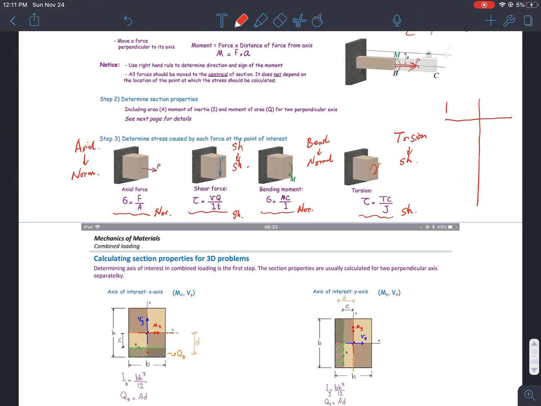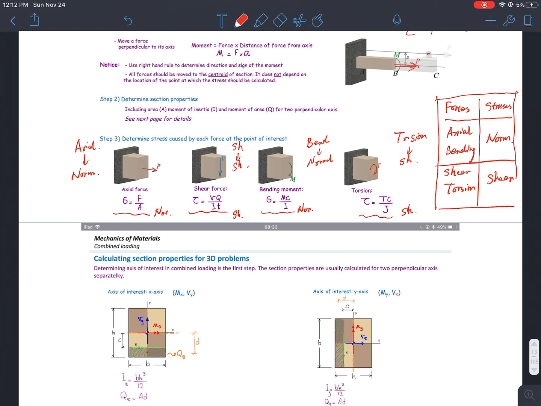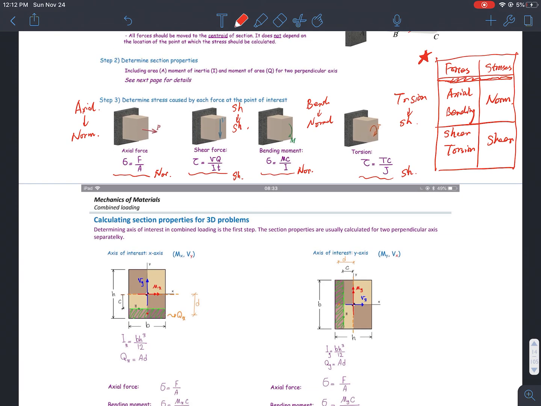Okay, so if all these are the stress conditions I see, I can list a small table here. Okay, so forces, stresses. So I have axial, bending, and both give me normal stresses. I have shear force and torsion, and this gives me a shear stress. Okay, so this tiny table here essentially tells me that I might have a combined stress, okay, combined stress due to combined loading.